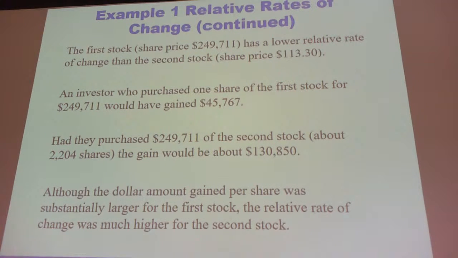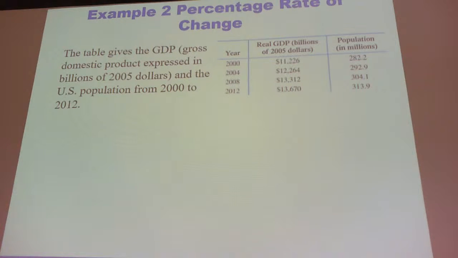So although the dollar amount gains per share was substantially larger for the first stock, the relative rate of change was much higher for the second stock. So the idea is that not only do you have to look at the total amount, you've got to look at how it's changing, okay?